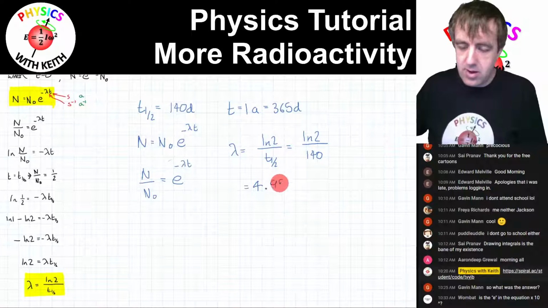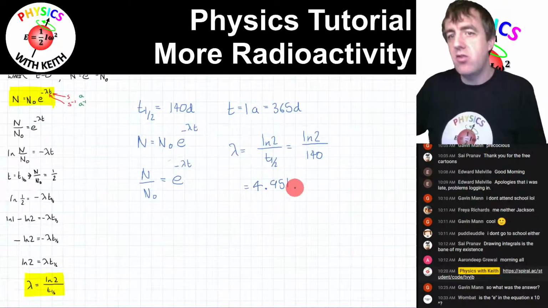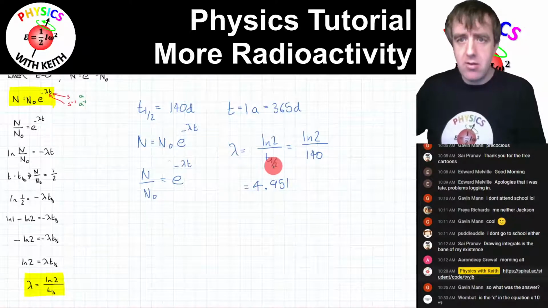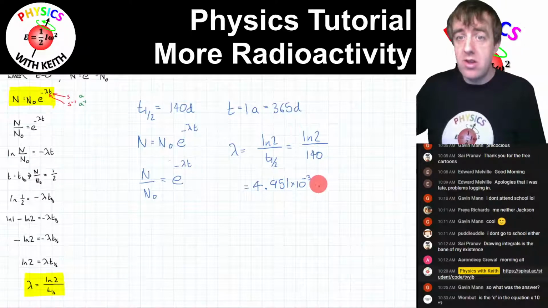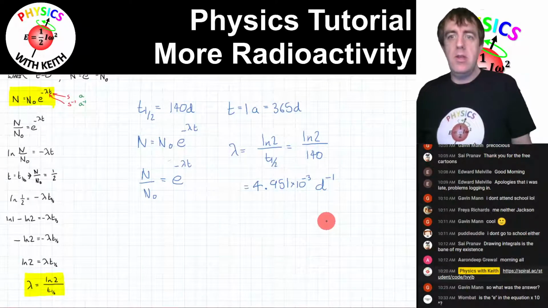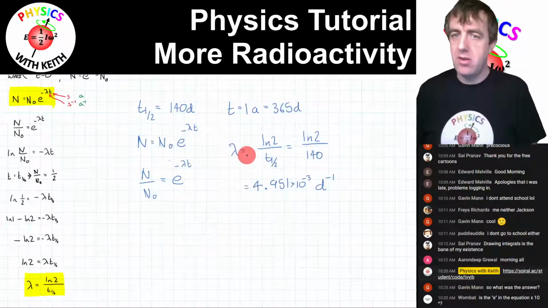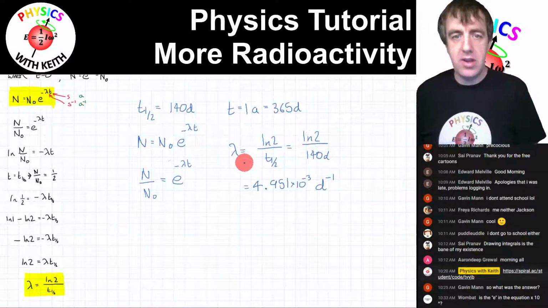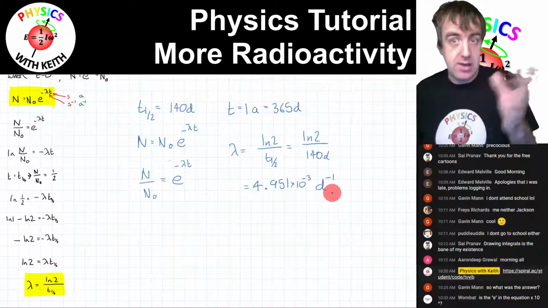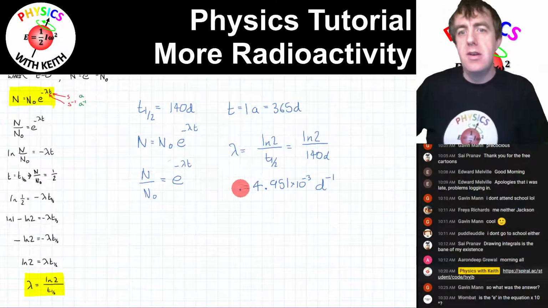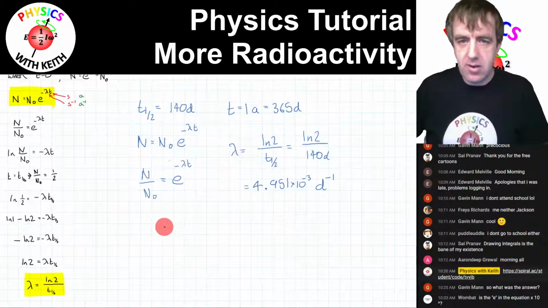So 4.951. I'll give myself an extra couple of digits here. They're called guard digits in case any rounding errors crop up later. Times 10 to the negative 3. And the units are per day. Because my half-life was in days, my unit for decay constant is per day. This is the probability of decay per day. Now I'm going to be able to plug that into this equation here.